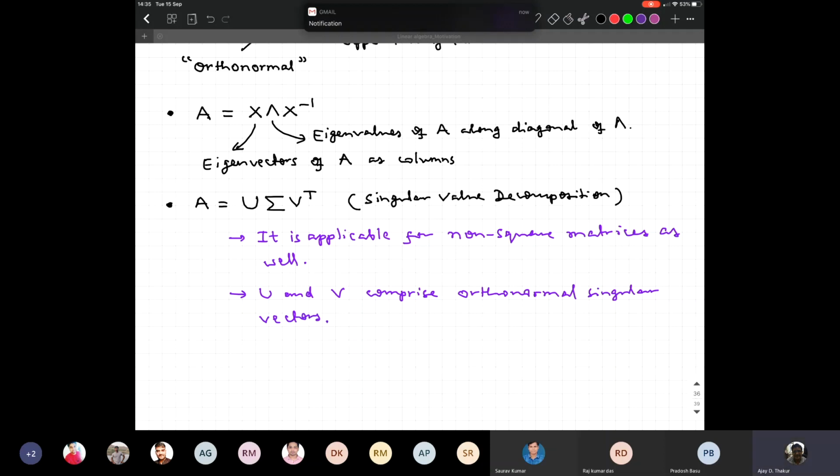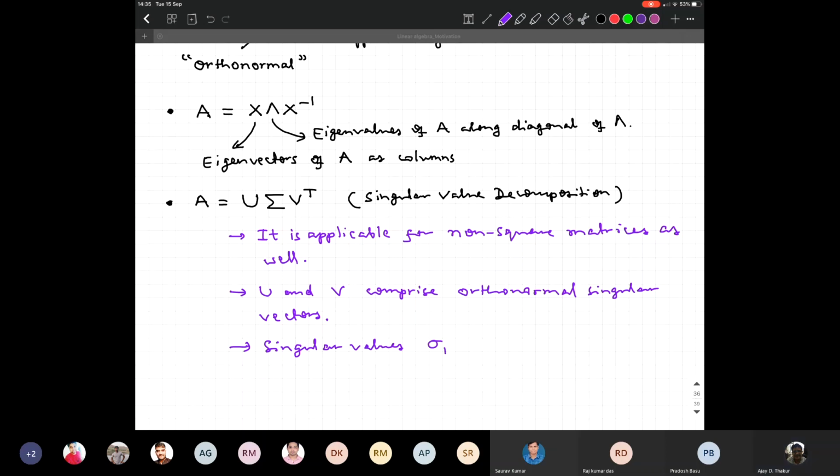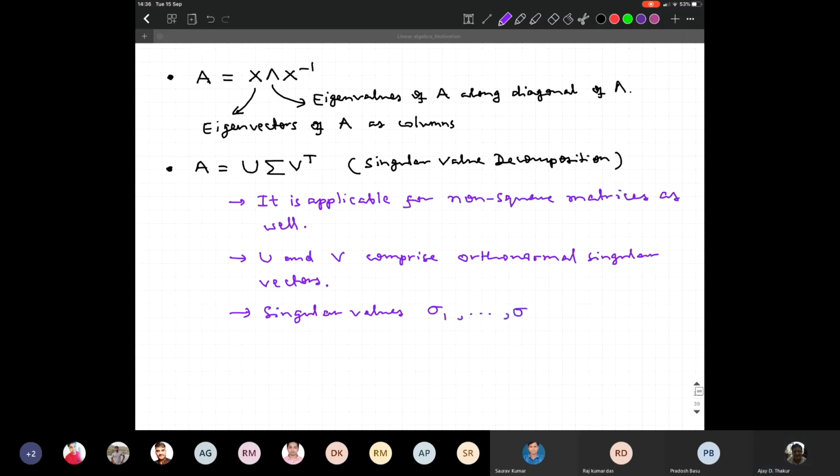It will become much more clear when we see it soon. And these singular values sigma 1 to sigma r, where r would essentially be the rank of the matrix, exist in sigma. So let's see how we are going to write it.